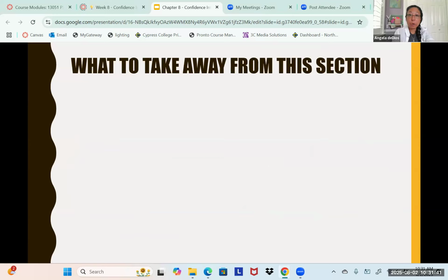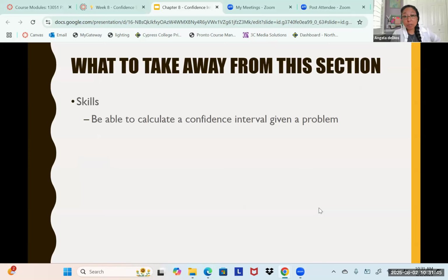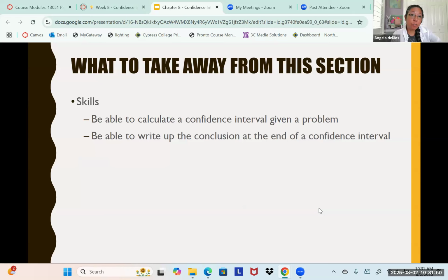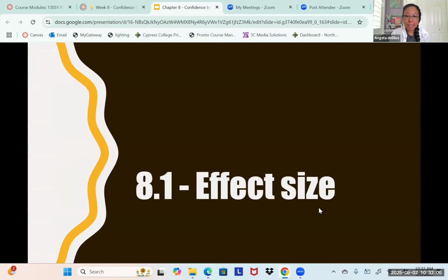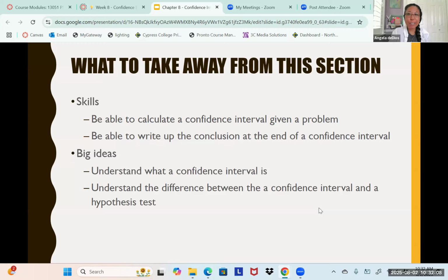All right. So what do you want to take away from this section? Skills, be able to calculate a confidence interval given a problem, be able to write up the conclusion at the end of the confidence interval. So you have to know what this means. It's not just about getting the numbers, but being able to understand, well, what do these numbers actually mean? Big ideas here, understand what a confidence interval is, understand the difference between a confidence interval and a hypothesis test. And that's it for this section.